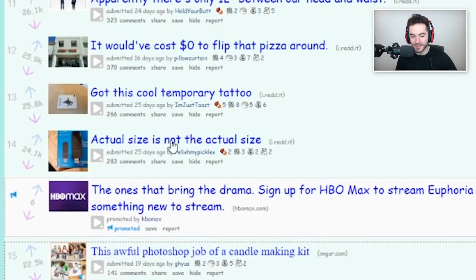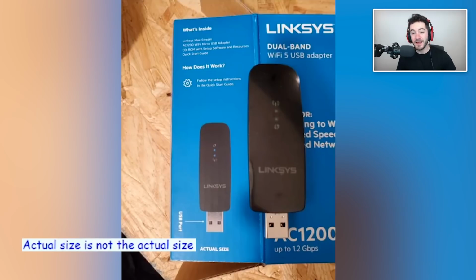Actual size is not the actual size. That's kind of surprising, actually, because Linksys is like a major brand when it comes to internet-related devices, modems, routers, adapters, what have you. So, yeah, for that to be really off, come on, Linksys. What you doing there, dude?